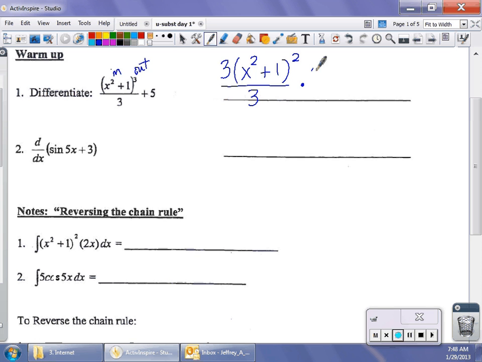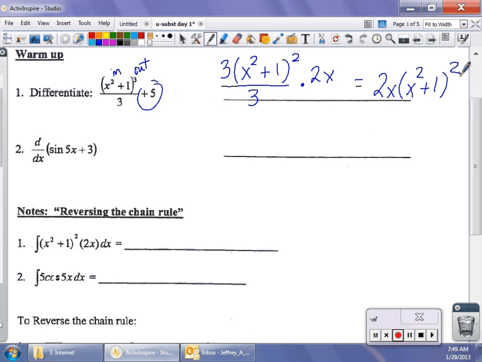The derivative of x squared is 2x. And then we have the derivative of 5; the derivative of a constant is 0. So if we clean that up and reduce, the 3's divide out, and we get 2x times x squared plus 1 quantity squared. So that is the derivative.